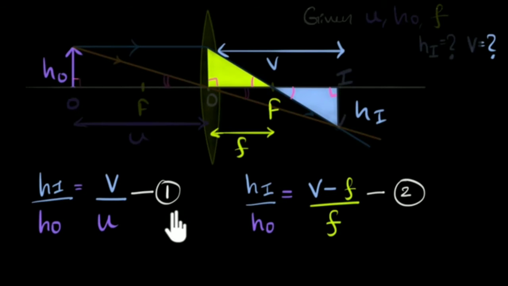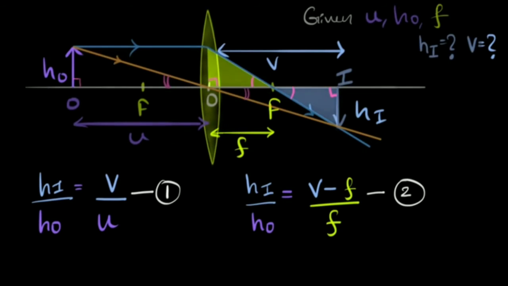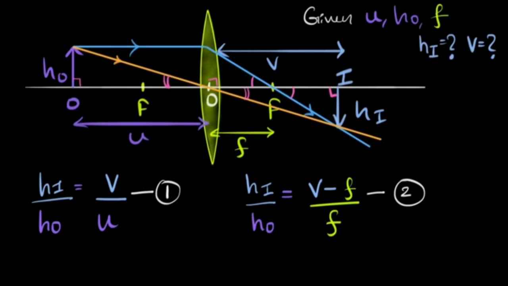Now notice that we have two equations with just two unknowns. And so we can eliminate them and figure out the height of the image and the image distance. So the geometry is done, and now all we have to do is algebra to eliminate the variables. If you look carefully, you will see that they have the same left-hand sides, which means we can directly equate their right-hand sides.